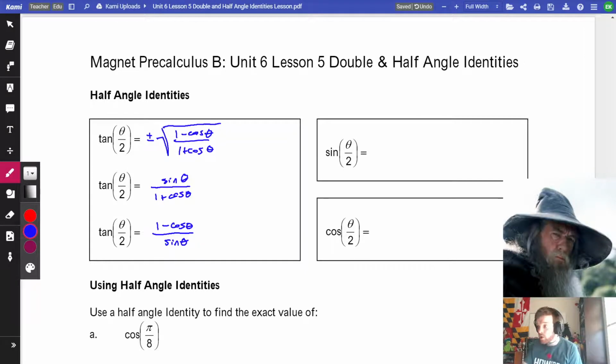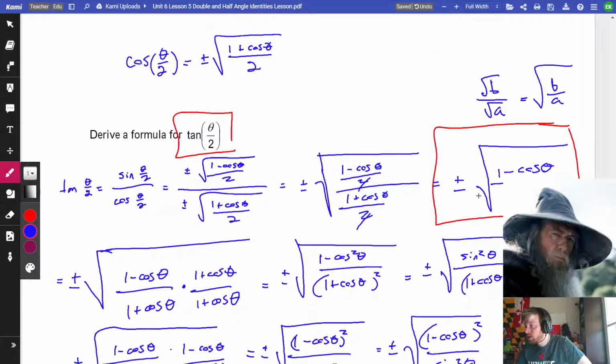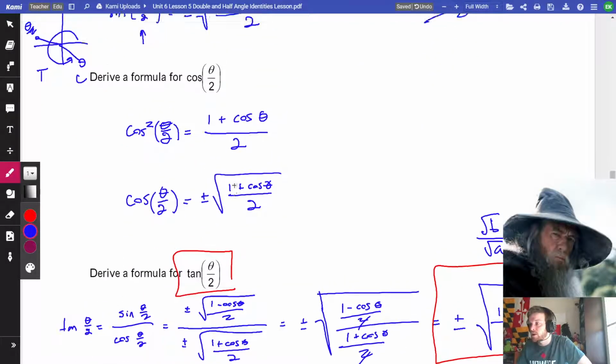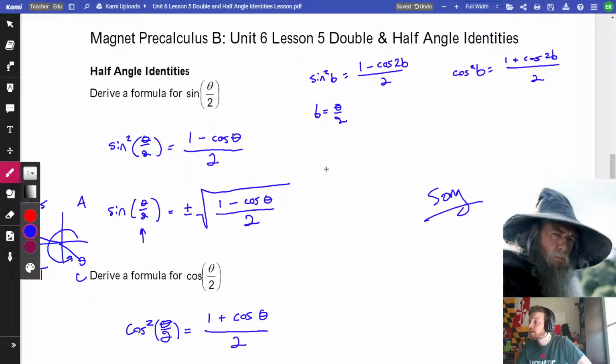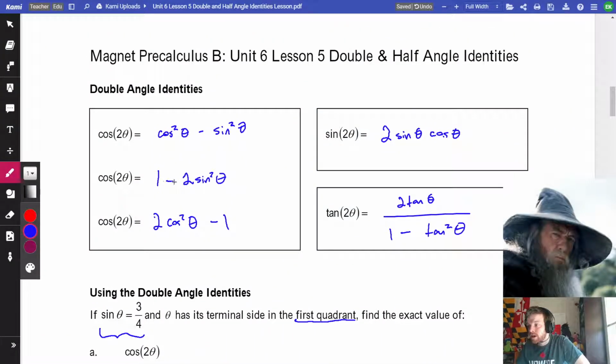The sine half angle one, though, is going to be plus or minus the square root of 1 minus cosine theta divided by 2. And the cosine one is going to be 1 plus cosine theta divided by 2. Let me just double check that I didn't write it down incorrectly. 1 minus cosine theta goes with the sine. 1 plus cosine theta goes with the cosine. Nice. And that's because the cosine 2 theta formula had a minus with the sine and a plus with the cosine.